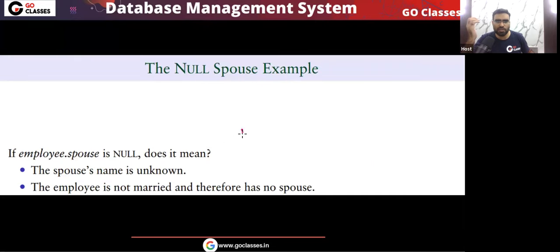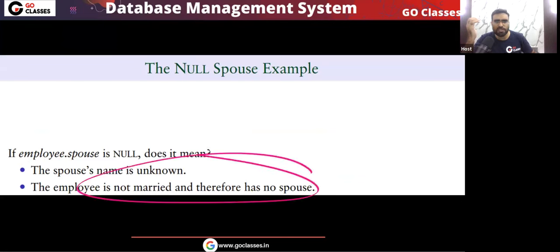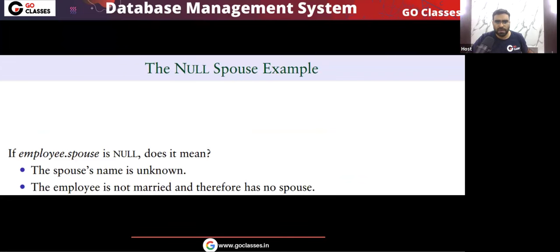For example, consider this question and tell me, if employee.spouse is null, then what is the most probable situation? In the employee table, if the spouse column is null, then what is the most probable situation? Can I say the spouse name is unknown?